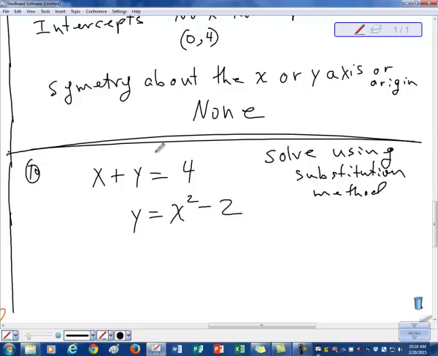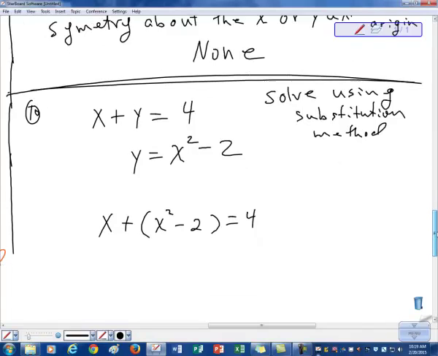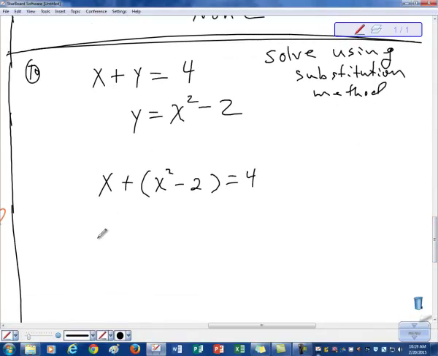So basically, since y is already isolated, you can just substitute it into this y here. So this is x plus, and then where the y was, you want to put parentheses: x squared minus 2, equals 4. And the reason why you want to do that is if this is a minus, you're going to have to distribute that minus. So we get x squared plus x minus 2, and then we're going to apply minus 4 to both sides because we want to get it equal to 0 because it's a quadratic. So that's x squared plus x minus 6 equals 0.